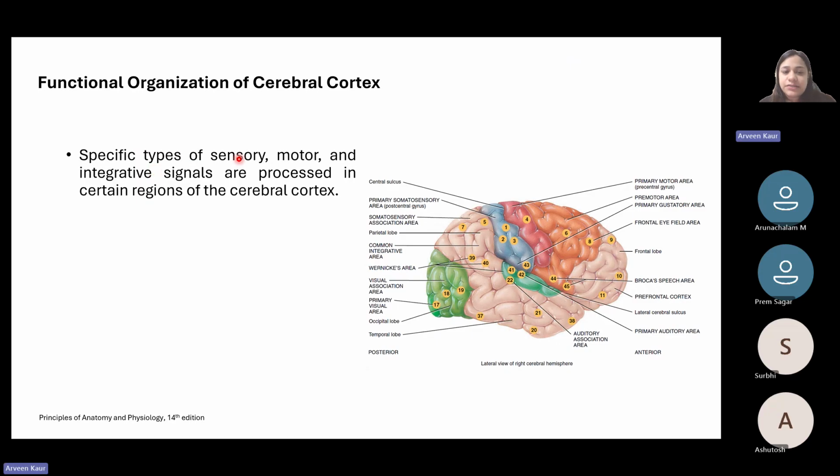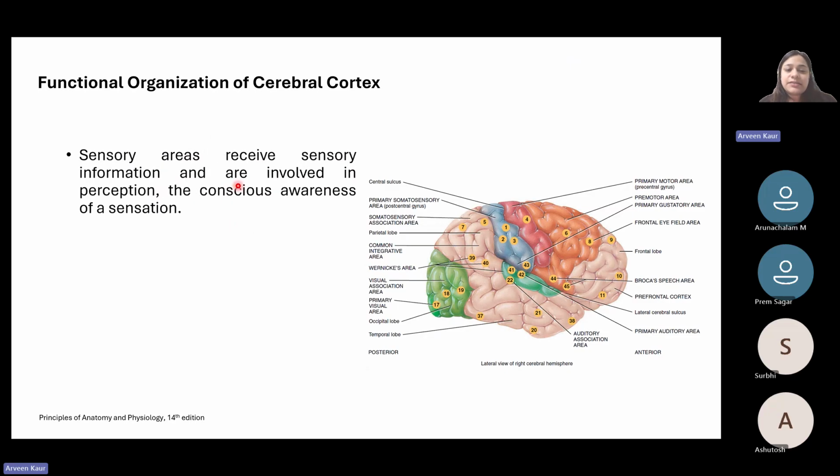So there are specific types of sensory, motor, and integrative signals that are processed in certain regions of the cerebral cortex, right? Sensory areas receive sensory information and are involved in perception, the conscious awareness of a sensation. Motor areas control the execution of voluntary movements. Over here, you can see, as we were saying, the primary somatosensory area and the primary motor area. So this is the frontal lobe. In the frontal lobe lies this area, and in the parietal lobe lies the somatosensory area.